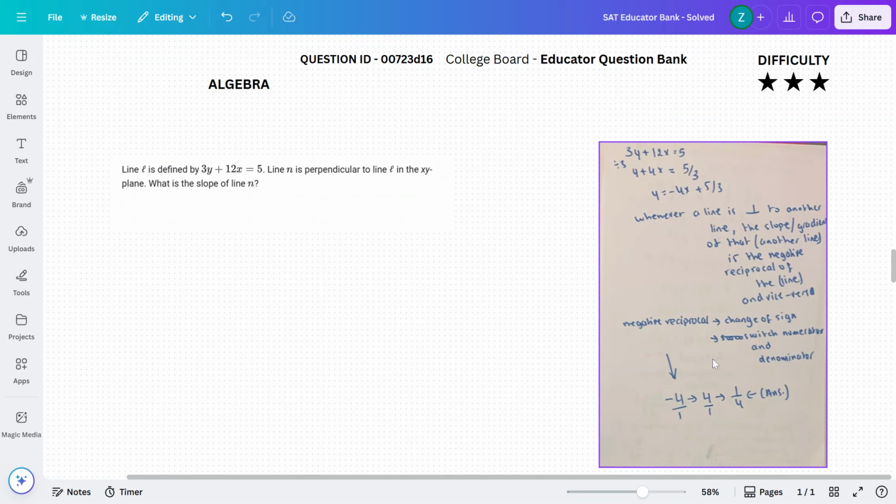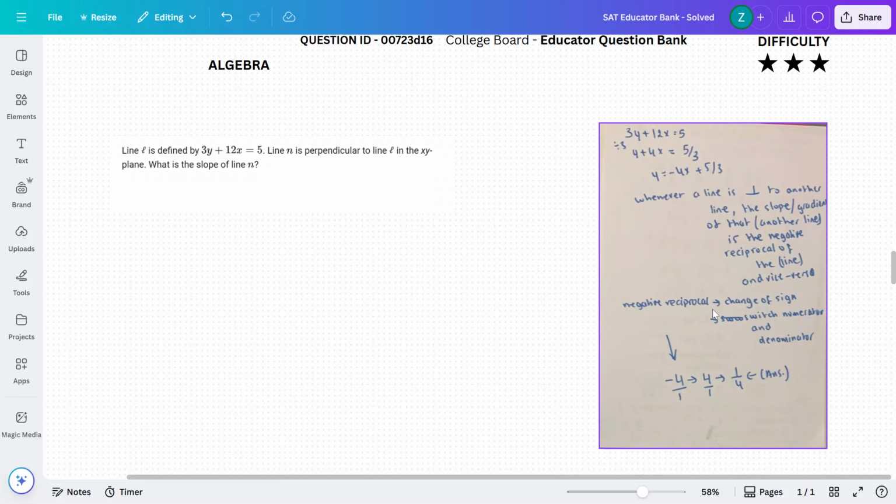Therefore, I just want to explain to you guys what negative reciprocal is. So the negative reciprocal is a change of sign. First, you change the sign, and then you switch the numerator and the denominator. There you have it. Or you could do it the other way. It does not matter which you start with: you could switch the numerator and denominator and then change the sign.